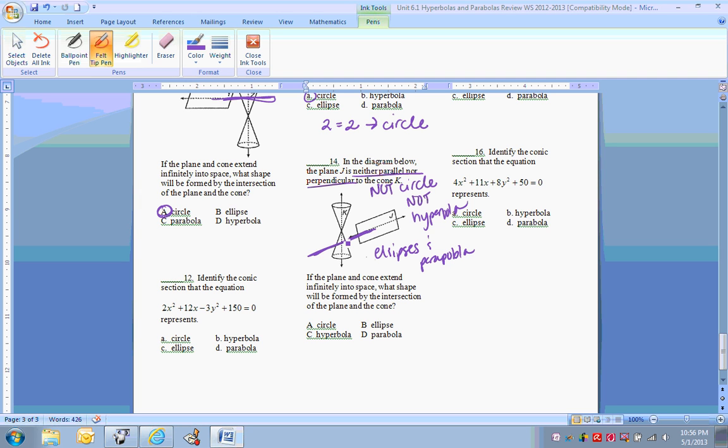Well, when I extended this middle dotted line from the plane, it cut through both sides of the cone. And if it cuts through both sides of the cone, I know it's an ellipse. So B is the answer to number 14.